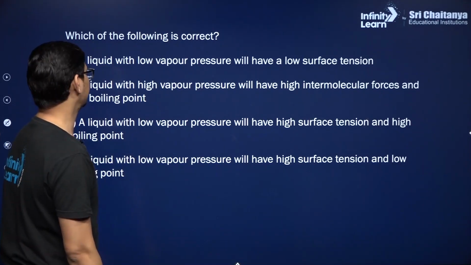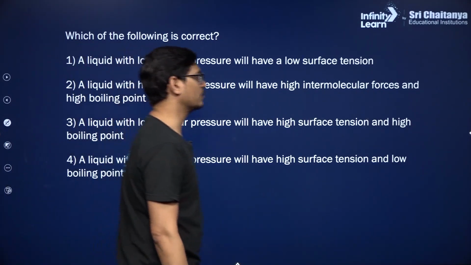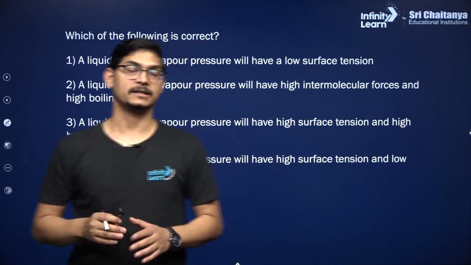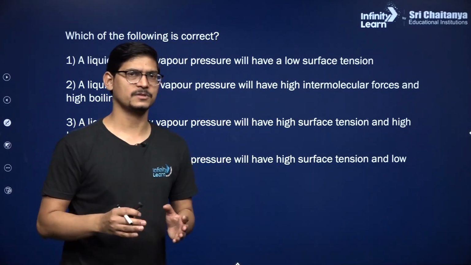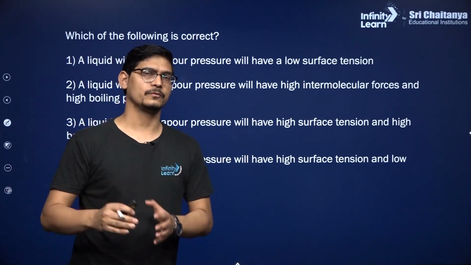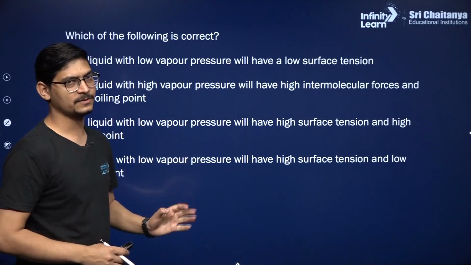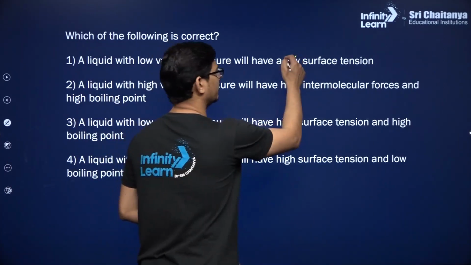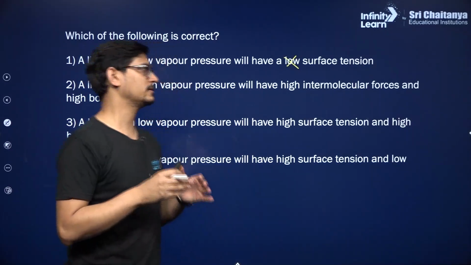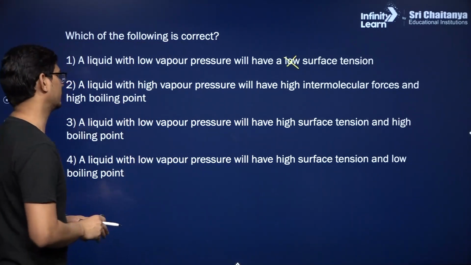Which of the following is correct? A liquid with low vapor pressure will have a low surface tension. So vapor pressure is low, that means attractive forces are high, right? Attractive forces are high, particles are not able to escape to the vapor phase, leading to low vapor pressure. But if attractive forces are high, surface tension will not be low, because surface tension is the inward pull, right, that the surface molecules experience in any fluid.